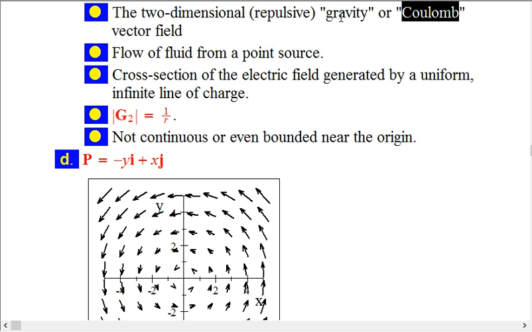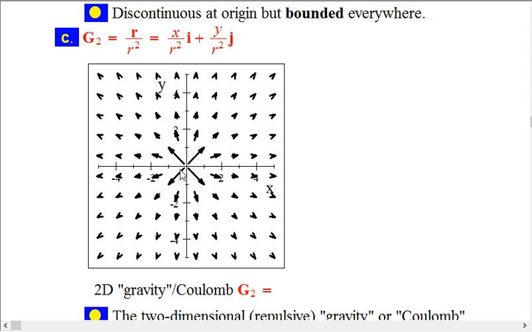You could relate it to gravity, but it's a little weird. By convention, I'm having all these guys point outward, and gravity, of course, would point inward, would be an attractive field. In terms of flows, it's really important. What I claim, and we're going to have good evidence for this soon, is that this is a flow of fluid from a point source right here at the origin.